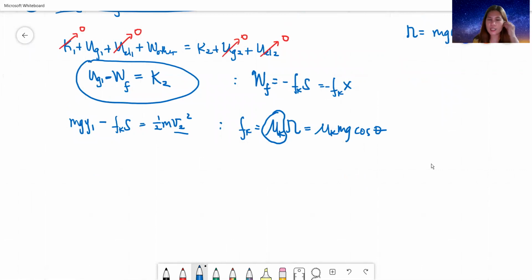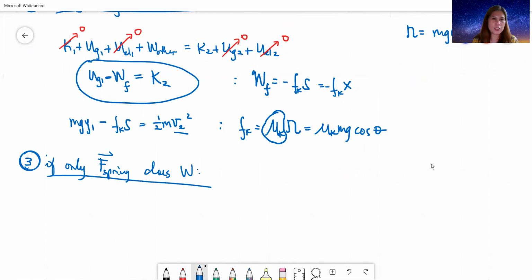So, let's go to case number 3. What do you think case number 3 is? What if only F spring does work? F spring does work. So, walang friction. Okay, what do you think? So, from the original equation, we'd say na magiging ano na lang siya, K1 plus UL1 equals K2 plus UL2.